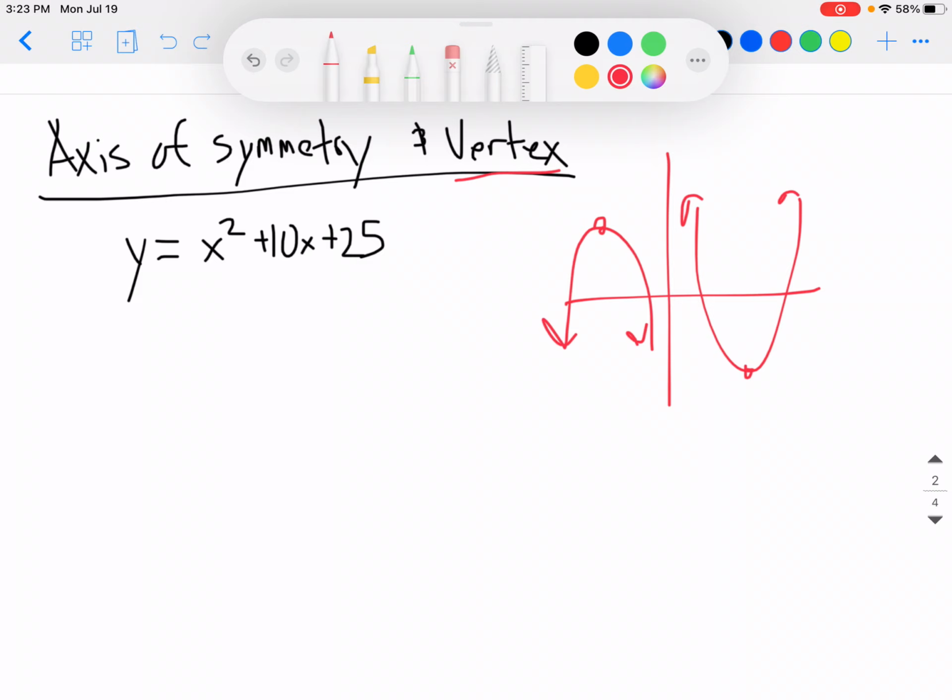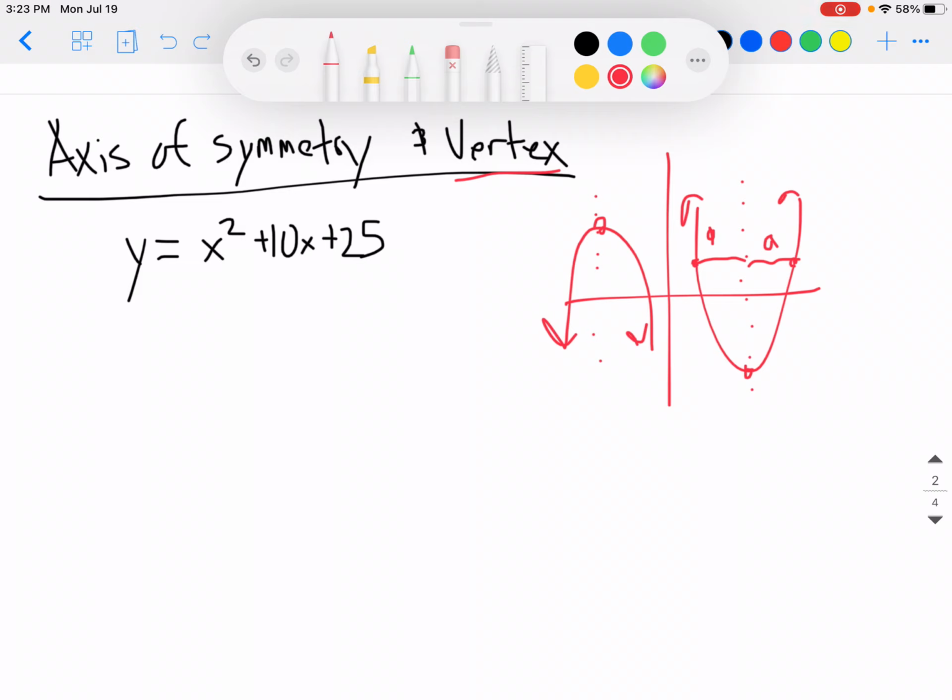At the vertex, there is an equation, x equals some number, about which we will have symmetrical properties in our parabola. So a point that's over here is going to be so far away from our axis of symmetry, and there will also be a point that mirrors it on the other side that is that far away as well. And so the axis of symmetry is great for finding points in order to graph these parabolas.